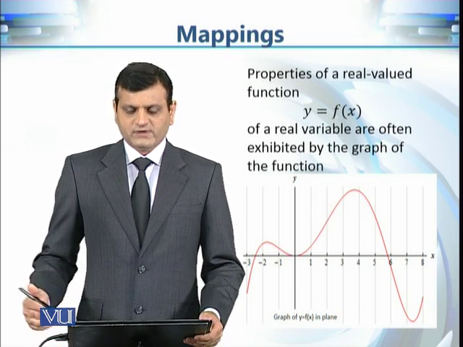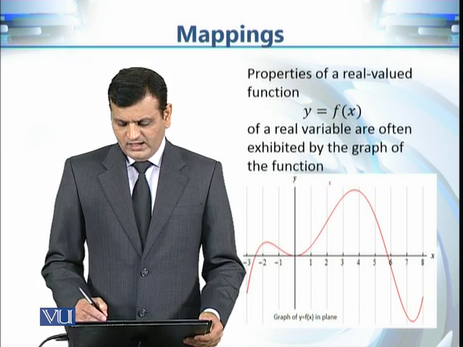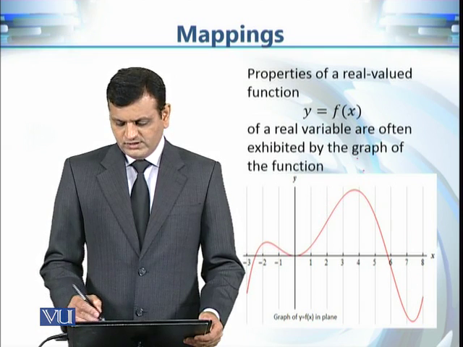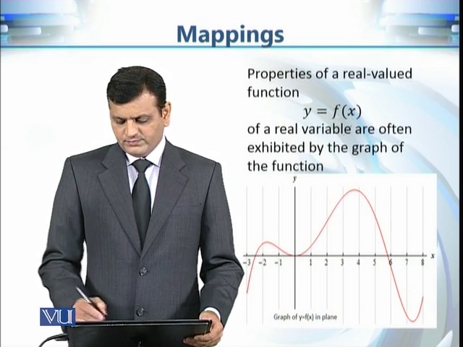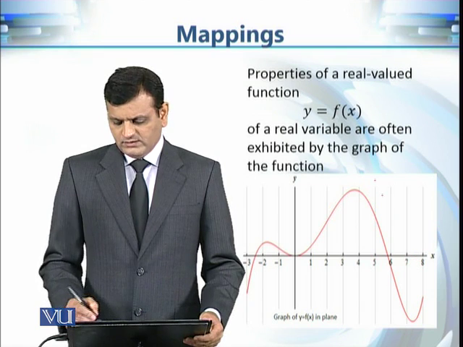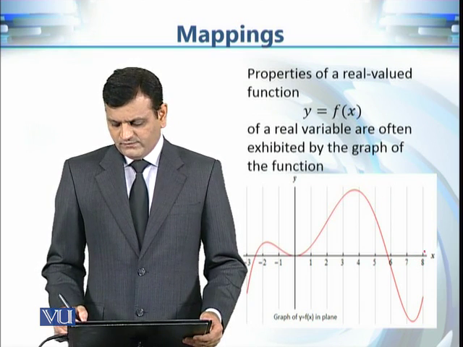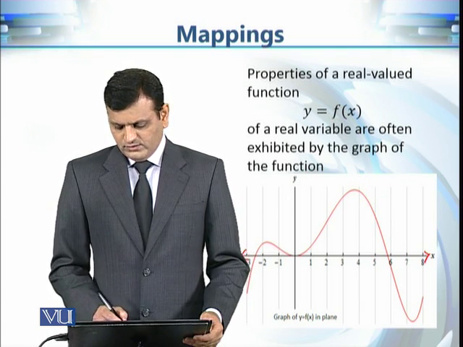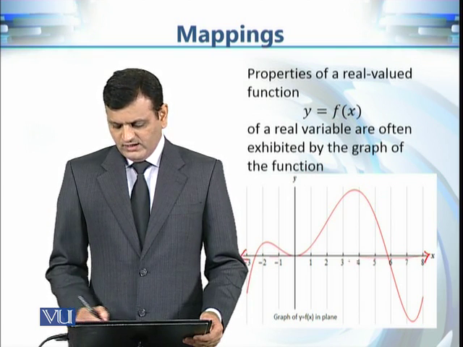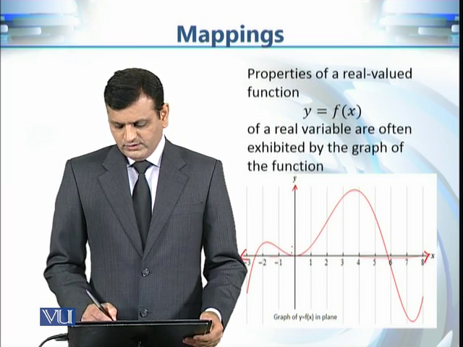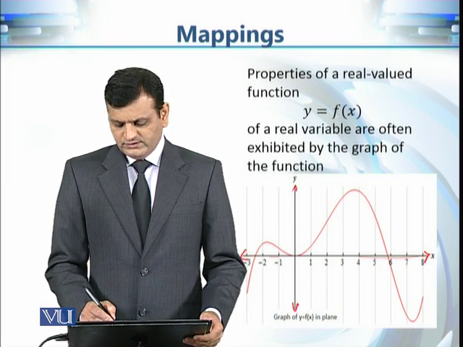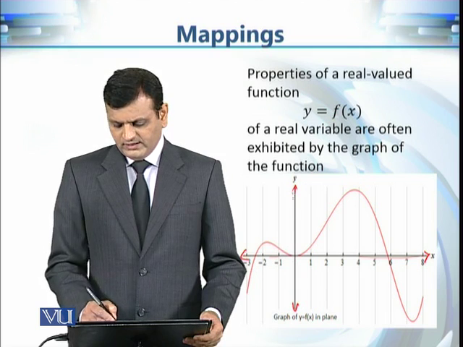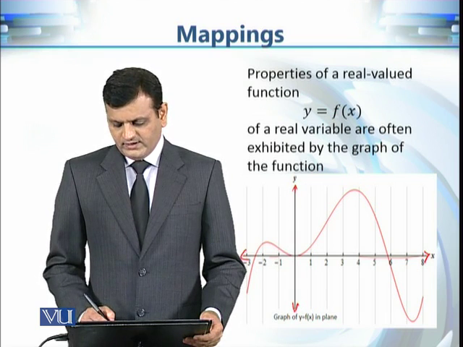Given a function y is equal to f of x, we have a curve associated to this function. So what's the procedure for associating this curve to this function? We have the input of this function on the horizontal line, which is the real line, and the output of this function is plotted against it on the vertical real line.